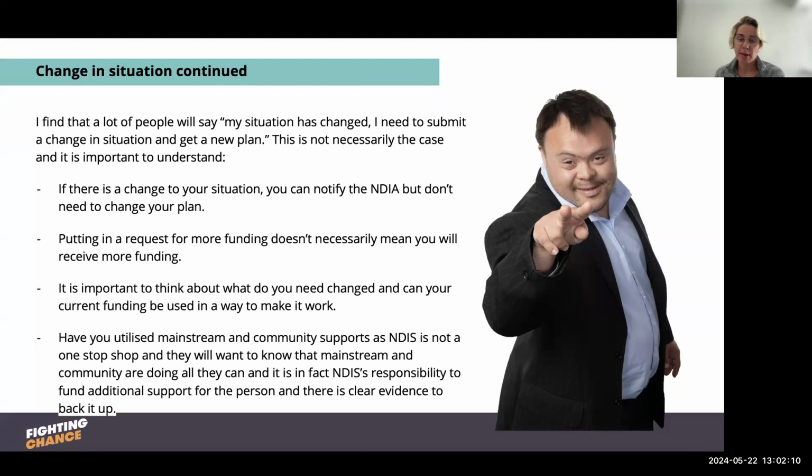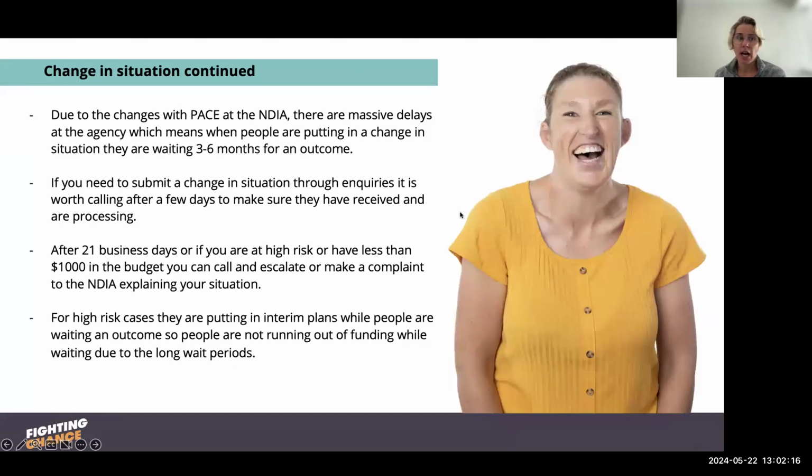So it's really important to provide evidence to back up what you're saying, because it's an insurance scheme. Due to the changes with PACE and the NDIA, they are experiencing massive delays. It's 3 to 6 months for an outcome. When you call the NDIA, it's even on the intro message. There's more flexibility within the plan budgets at the moment because of that.